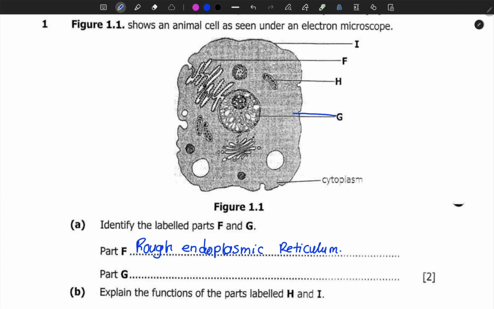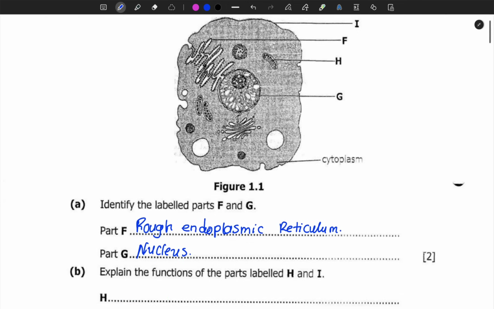Part G is this line pointing to this circular structure, and this one is called a nucleus. A nucleus controls whatever activity, or we can say whatever reaction, occurs within a cell. Inside the nucleus is where you can find structures like chromosomes. Chromosomes contain the genes. The genes contain the protein, the DNA, the RNA, stuff like that. Then we move on to question B.